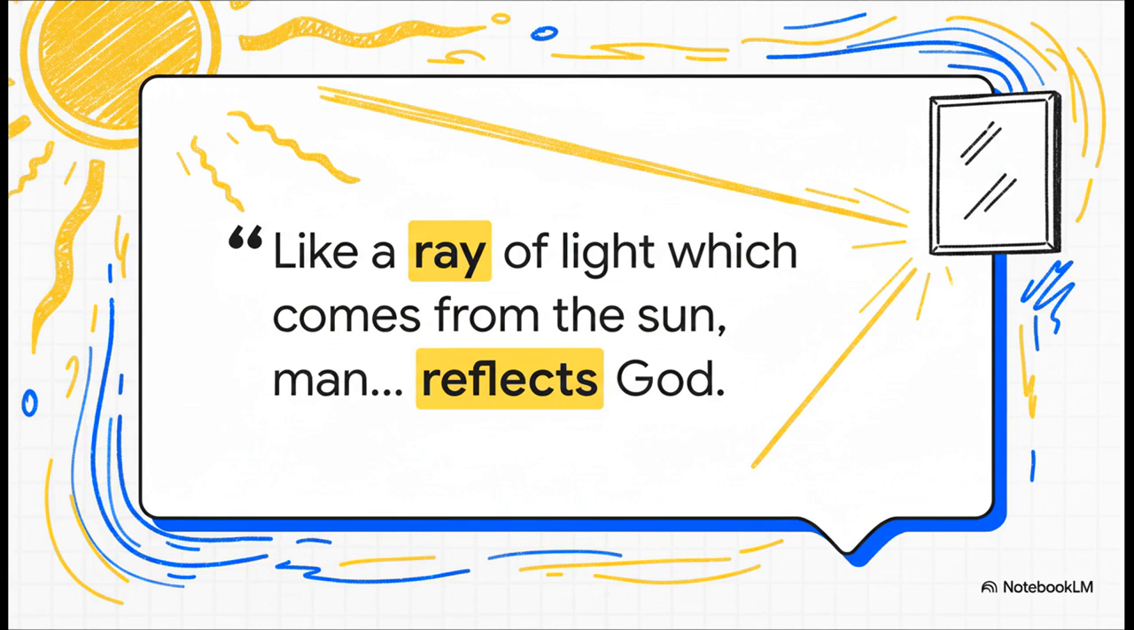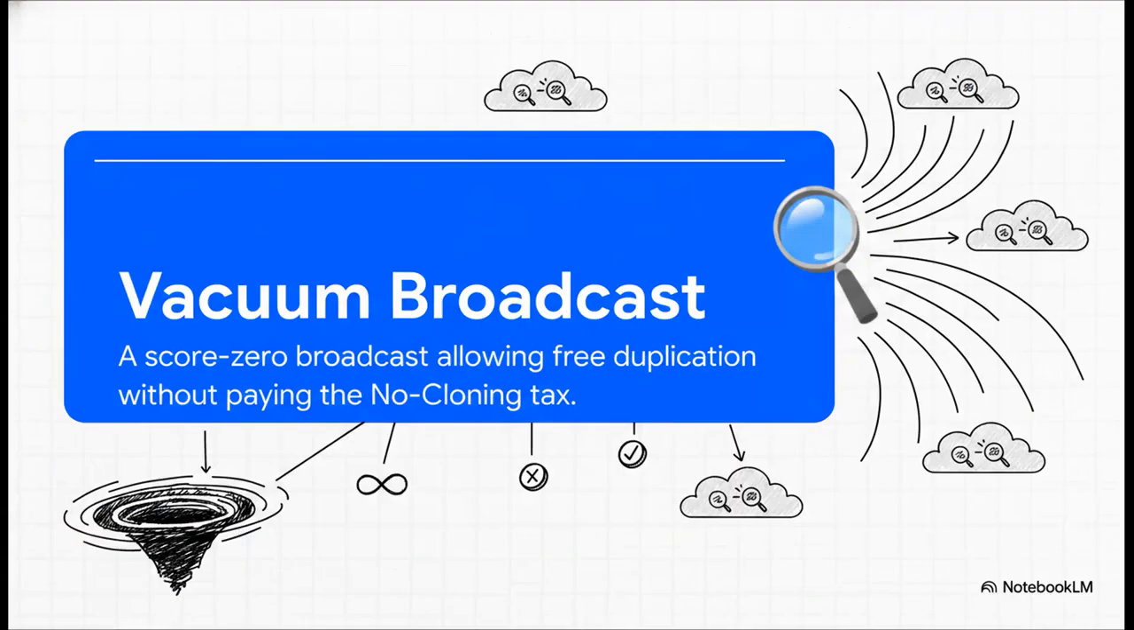What sounds like really pretty poetry is actually a highly advanced concept in modern cost algebra. God reflecting across creation perfectly maps to what we call a vacuum broadcast. You see, in cost algebra, duplicating information usually requires energy. It's known as the no-cloning tax. But because the source here is an absolute ground state, it actually permits infinite duplication without paying any energy tax at all. It costs the universe absolutely nothing to reflect its signature everywhere.